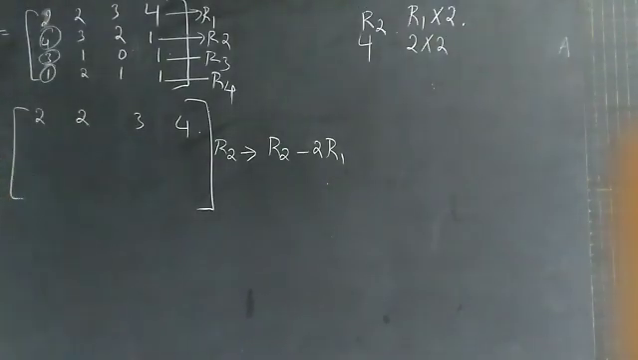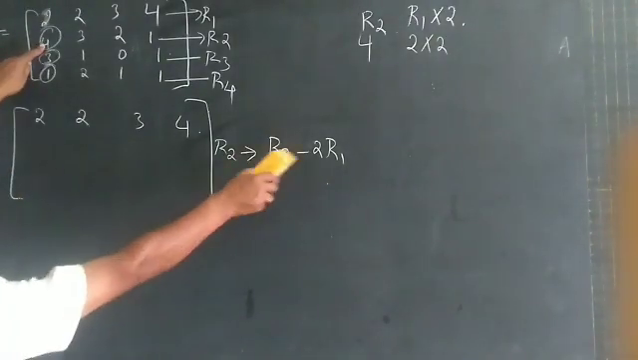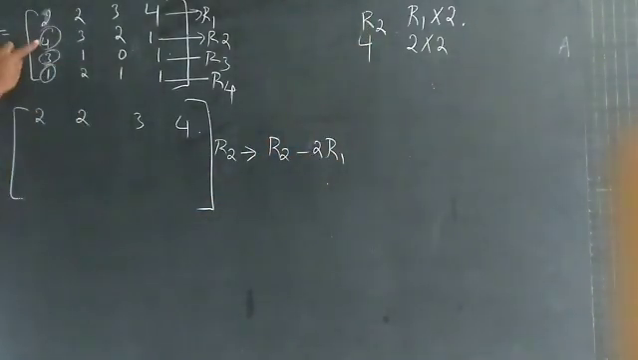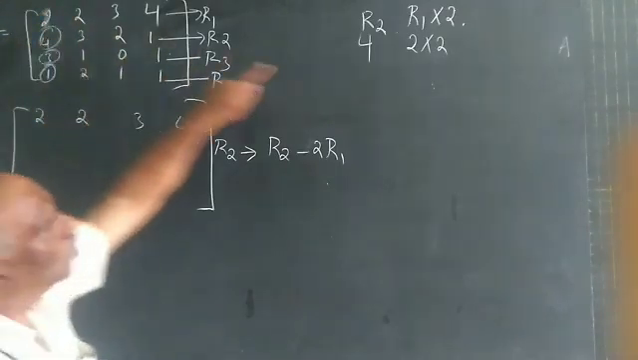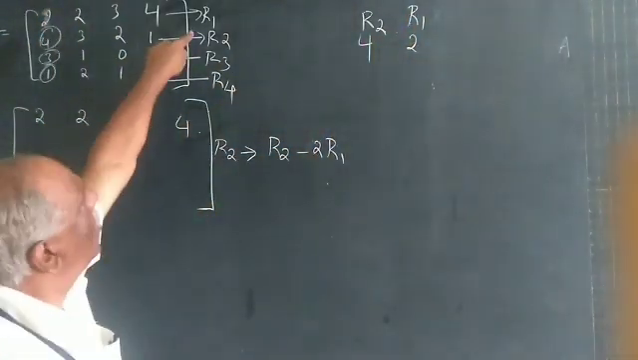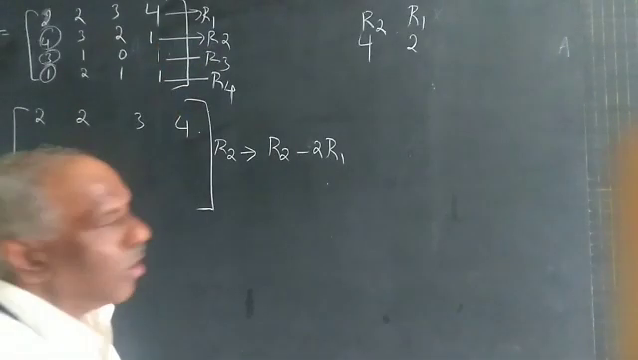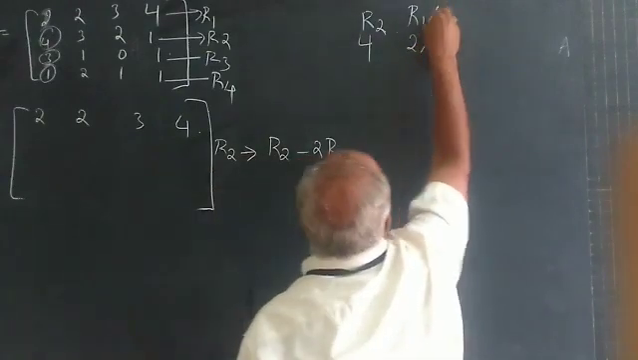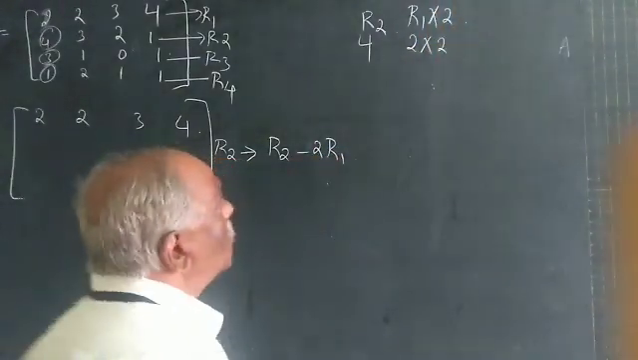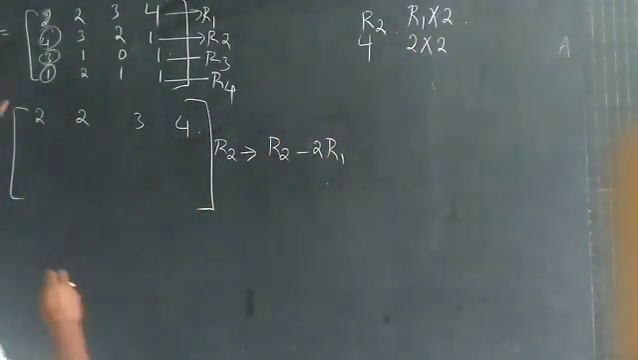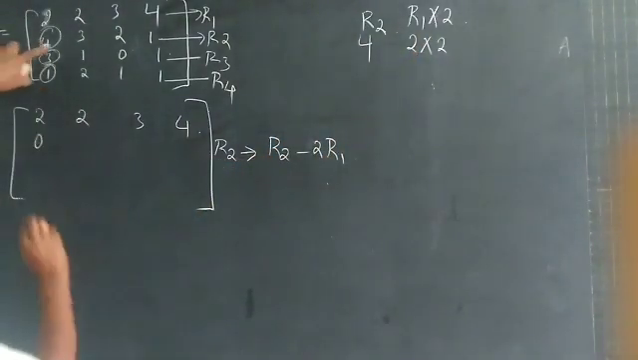Now let us calculate R2 minus 2R1 using the elements of R1 and R2. A very important point is how to write this row operation. The 4 is in R2, and we reduce it using the 2, which is in R1. This is the R1 row, R2 row, R3 row, R4 row. Make it equal, which means multiply by 2: 2 into 2 is 4. So this also should be multiplied. So the row operation is R2 minus 2R1, and naturally this 4 becomes 0.